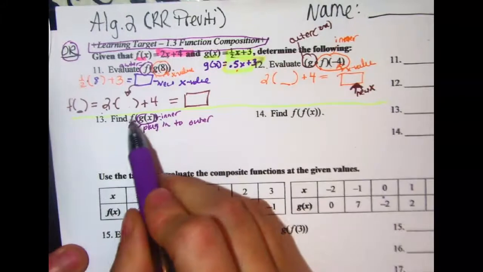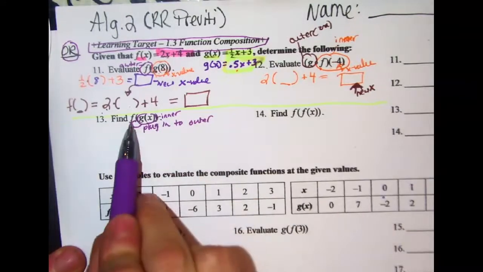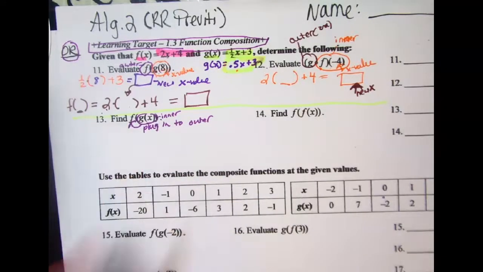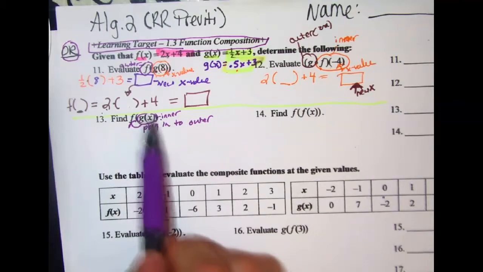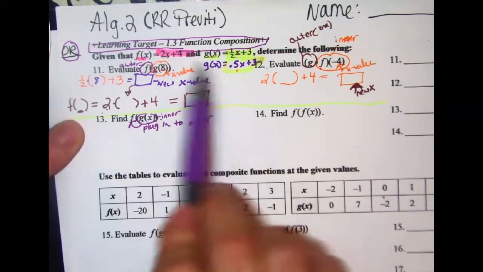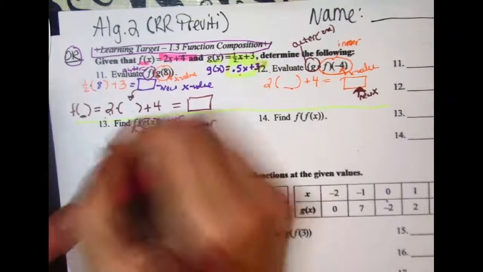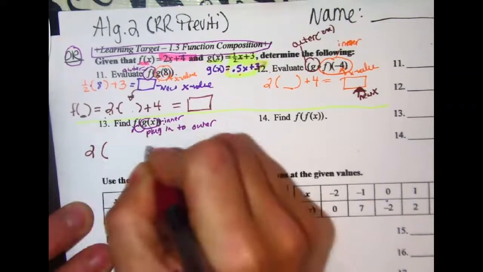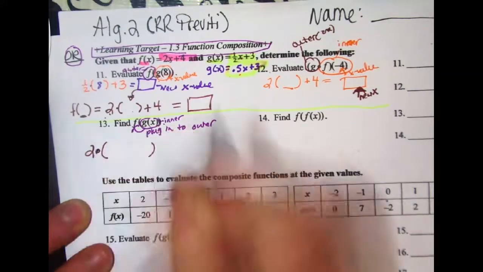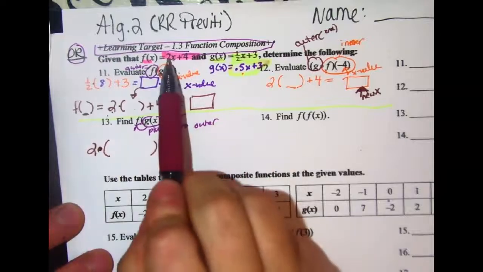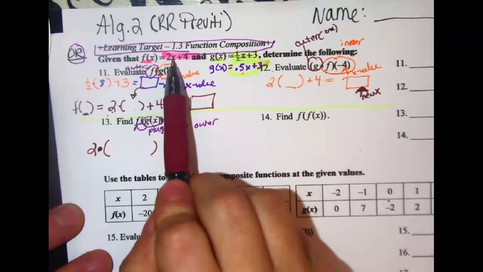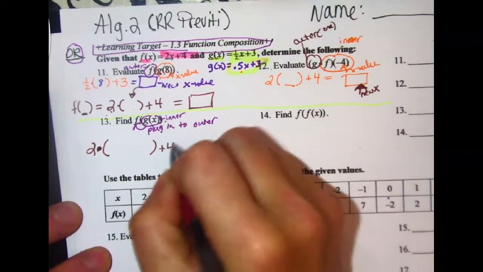So I always start with writing the outer function first and then leaving that x space blank because that's where you put that inner function. So f, it's right up here. So 2 times, and then I'm going to leave a big parenthesis, and I'm going to put the dot for times just so I remember, but this is my f function. 2 times whatever x is plus 4.